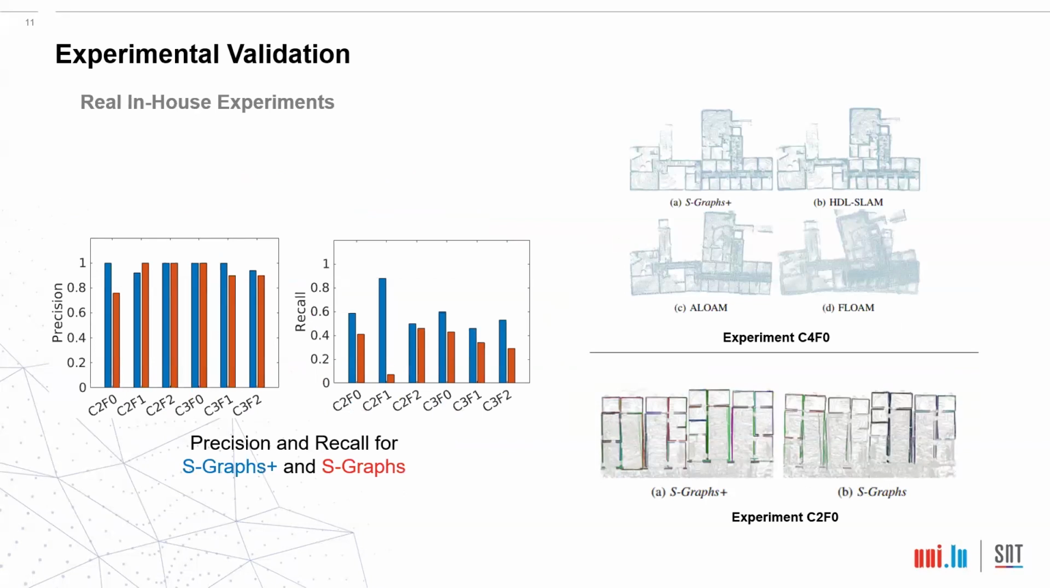In terms of precision, S-Graph Plus outperforms or provides similar results to S-Graphs for room detection. But in case of recall for room detection, S-Graph Plus outperforms the baseline S-Graphs by a great margin, thus proving better generalizability in different environments. The figures on the right show the final map quality of S-Graph Plus when comparing it with the baseline in real experiments. Observe the cleaner map representation provided by S-Graph Plus.